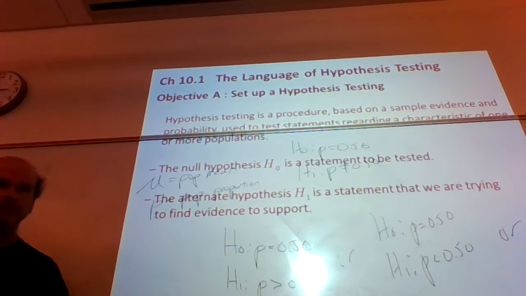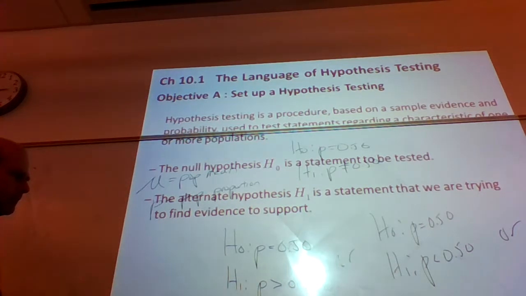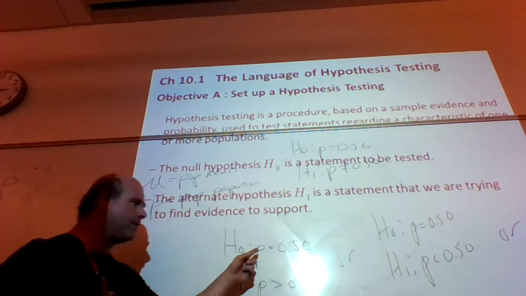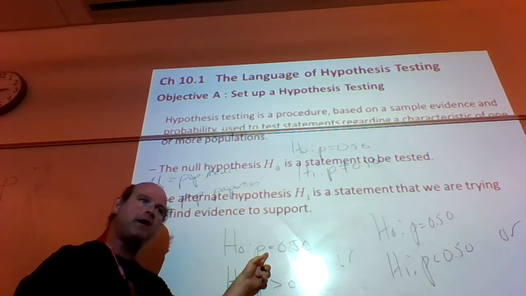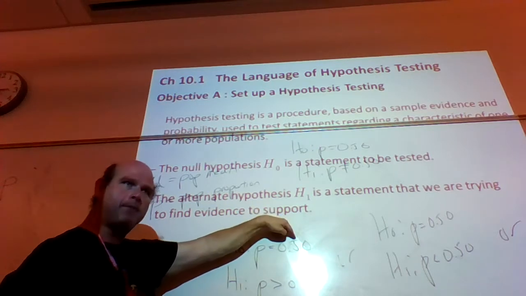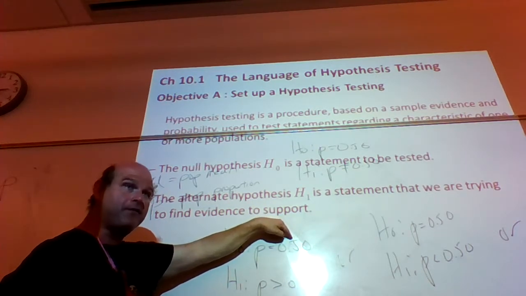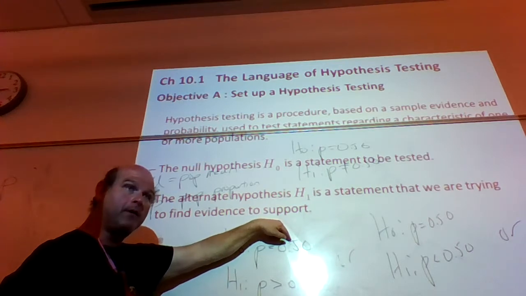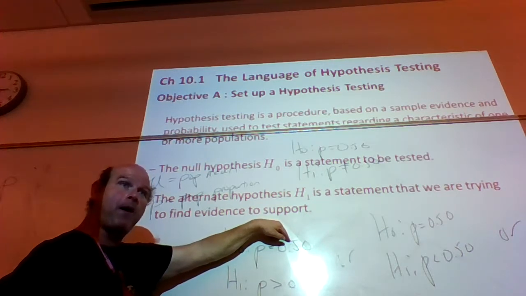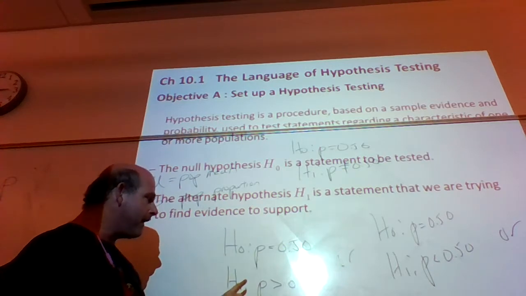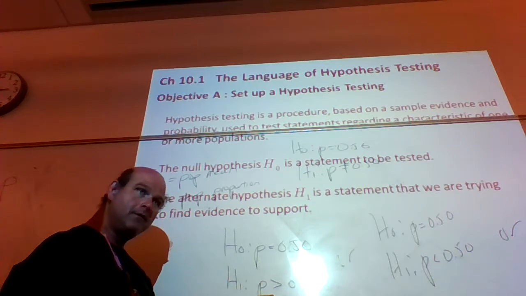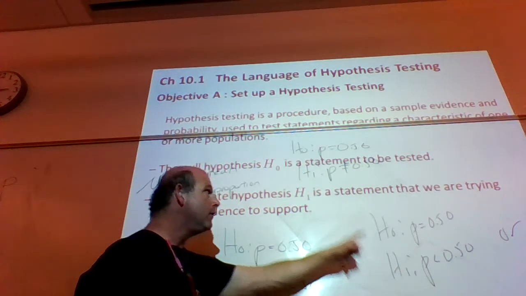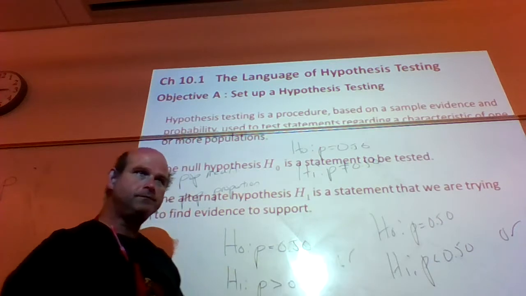So H0 is the null and H1 is the alternative. The null hypothesis is always going to be equal to the parameter's value. You're always going to have an equal sign here. You're going to have parameter equals a number here, either a decimal or a whole number, because we can also have this with mu, the population mean. The alternative could be greater than, less than, or not equal to.